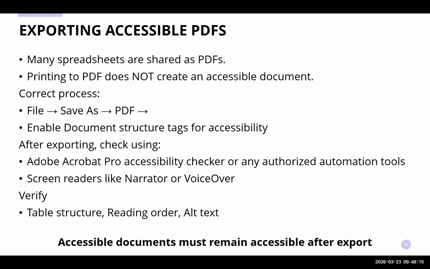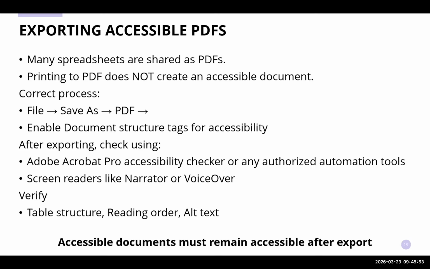After exporting it, it is very important to check the PDF. Now, if you have Acrobat Pro accessibility checker, you can definitely go ahead with that, or else any other authorized automation tool that can verify the PDF reading. You can also have a quick check by using a screen reader like Narrator or NVDA in Windows or JAWS, as well as VoiceOver in Mac or iOS. By this, you can confirm whether the reading order, table structure, etc.